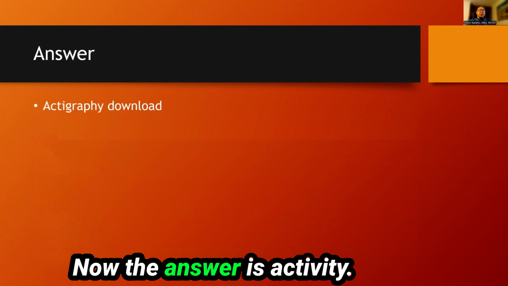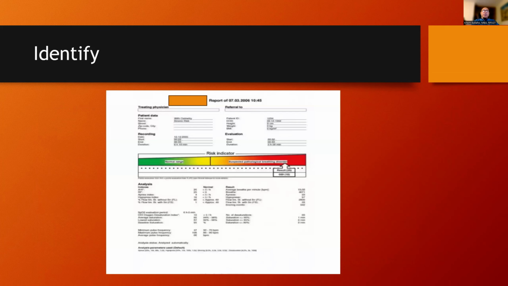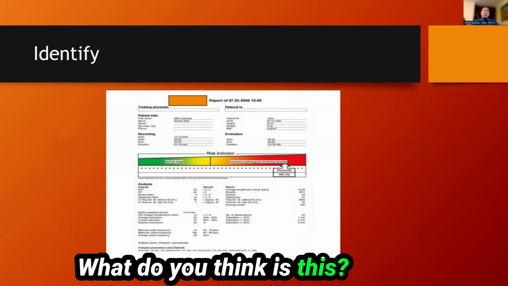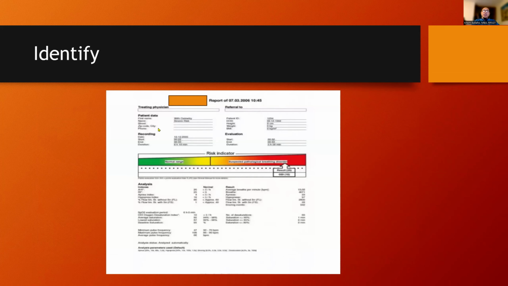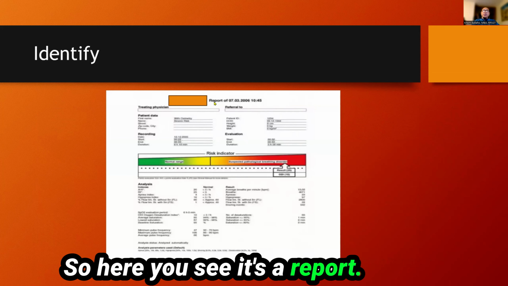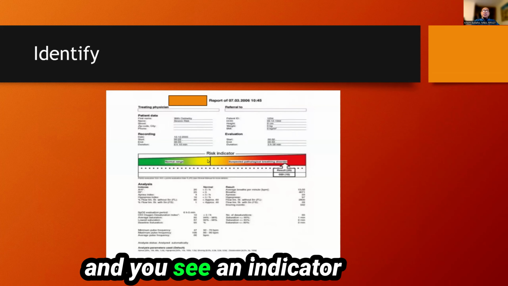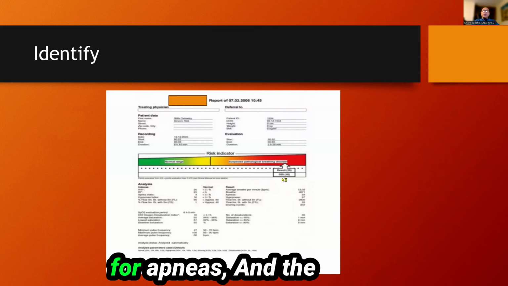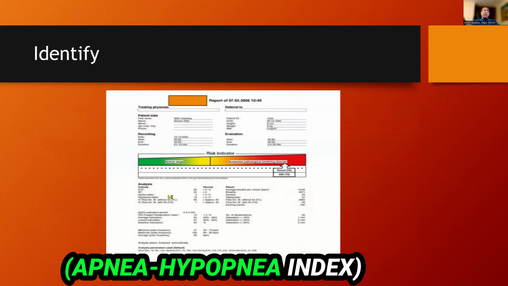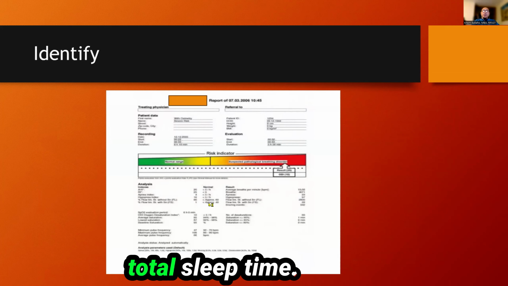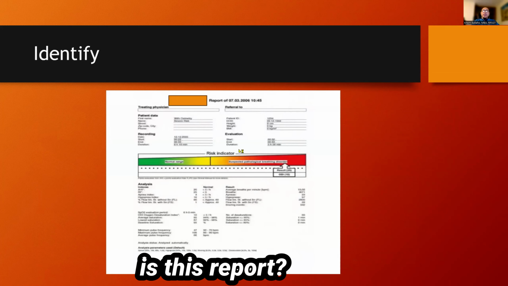Now, the answer is actigraphy download. Next, what do you think this is? So here you see it's a report. You see the patient's info, and you see an indicator for apneas. In the analysis, there's an AHI, HI, total sleep time. What do you think this report is?